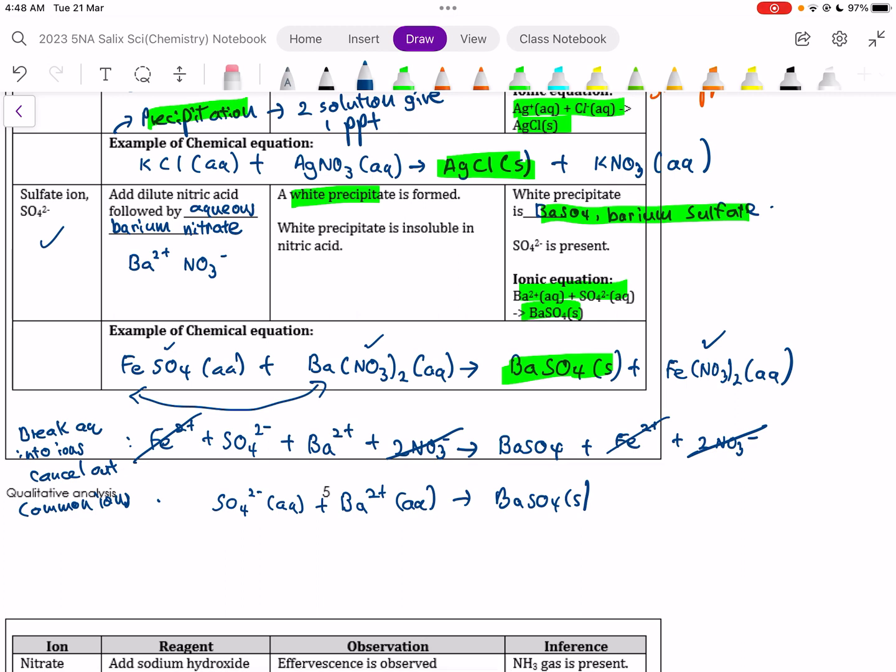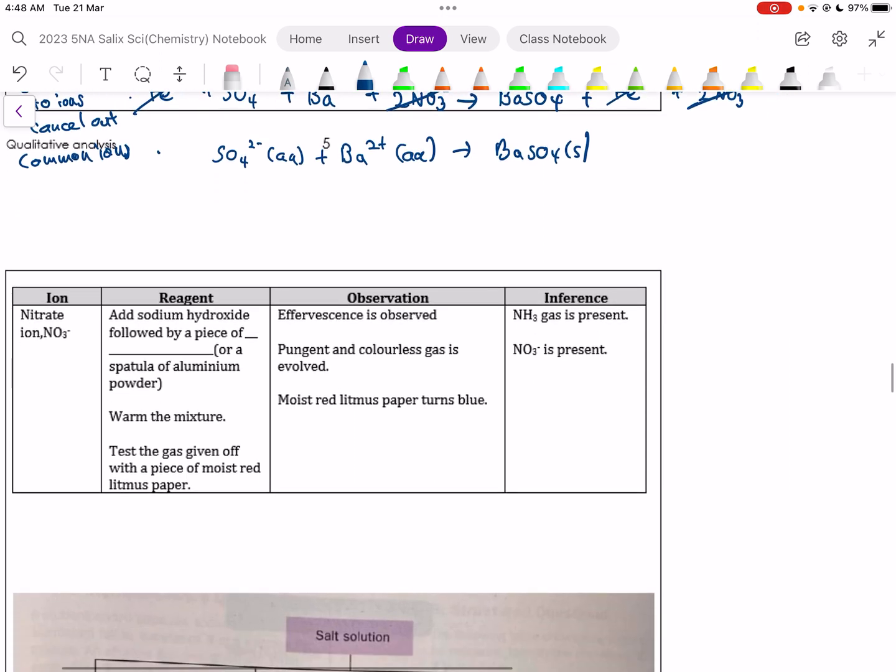Okay, now moving on. You have nitrate, the nitrate test for NO3 minus. This one you don't have a precipitate, you get a gas instead. You add sodium hydroxide followed by a piece of aluminium foil or aluminium strip. It looks more like a strip in the video. Sometimes you add aluminium powder. Then you need to warm the mixture. The reason for warming is because you want to decrease the solubility of ammonia.